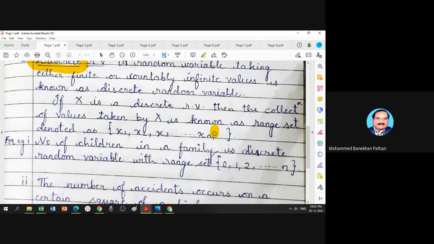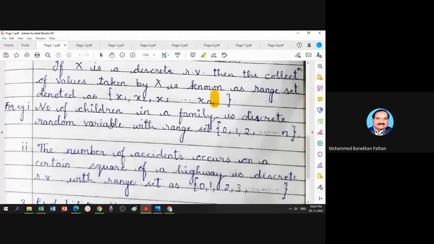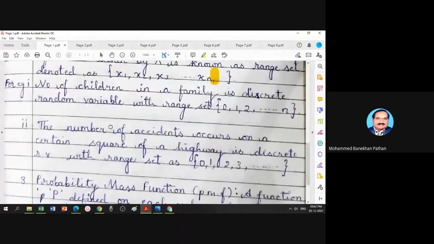I will stop here if it is a finite collection. I will continue further if the collection is infinite. So we have two possible range sets. It may be finite, it may be infinite. To understand the concept of discrete random variable, I put some simple examples.